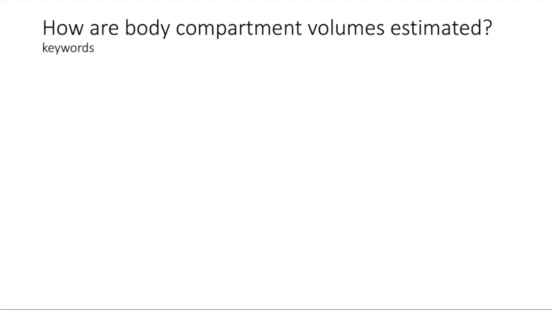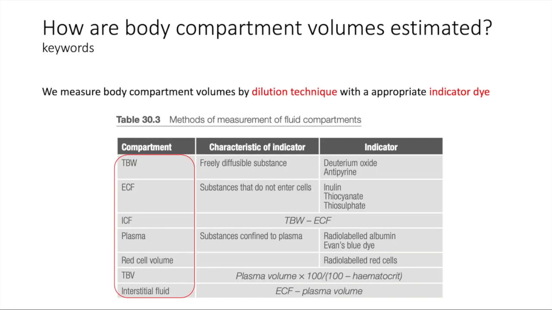So last question, how are the body compartment volumes estimated? We measure body compartment volumes by dilution technique with an appropriate indicator dye. So the keywords are dilution technique and indicator dye. The indicator dye is injected into the compartment to be measured. The dye should distribute throughout that compartment, but remain contained within it.